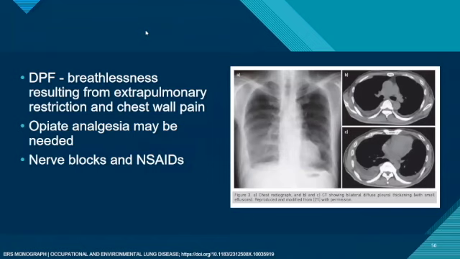It commonly results in breathlessness due to extrapulmonary restriction and chest wall pain. And typically, patients may need opioid analgesia, nerve blocks, and NSAIDs to control the pain. And this is an X-ray and two CT scans showing diffuse pleural thickening either side, and then a very small effusion over here.